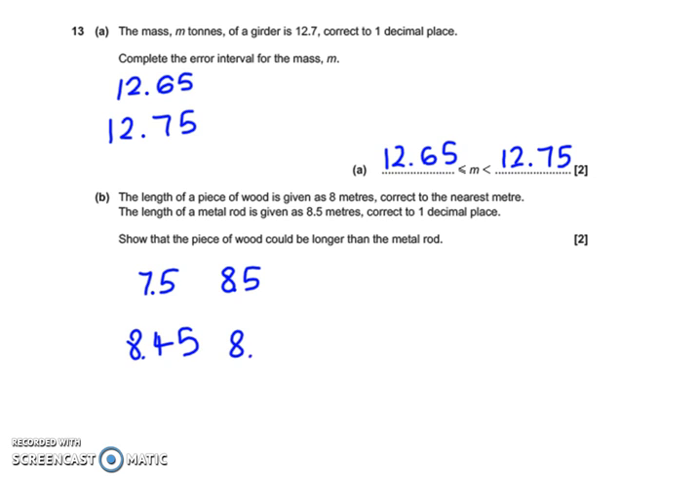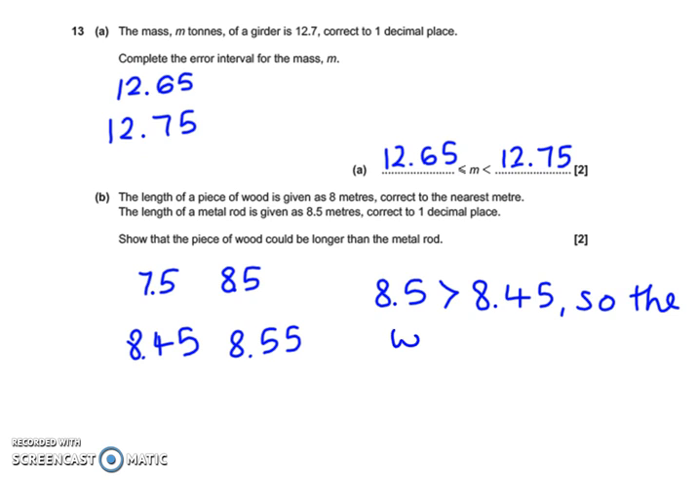So we can see the maximum length of the wood is 8.5, but the minimum length of the rod is only 8.45. So we can see here that the wood can be slightly longer. So I would write something like 8.5 is greater than 8.45. So the wood could be longer. And there we are.